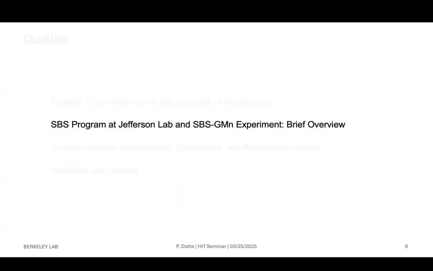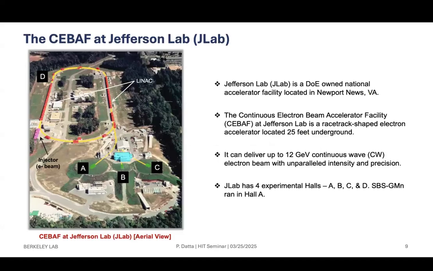So before getting into the SBS program, I'll give a very brief overview of Jefferson Lab because I thought some of you may not be familiar with it. Jefferson Lab, or JLab, is a DOE-owned national accelerator facility located in Newport News, Virginia. And the Continuous Electron Beam Accelerator Facility at JLab can deliver up to a 12 GeV continuous wave electron beam with unparalleled intensity and precision. And that's what makes JLab the best place in the world for doing the kind of measurements we want to do. And JLab has 4 experimental halls, A, B, C, and D, where you can do fixed target experiments.